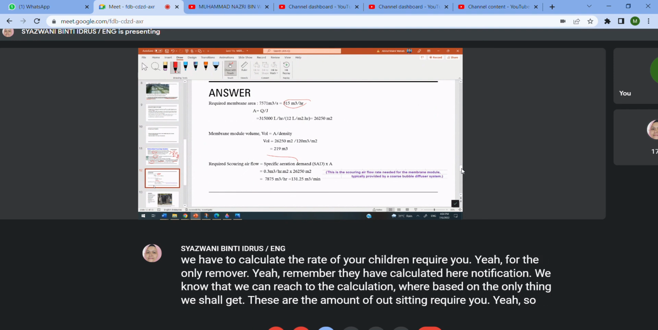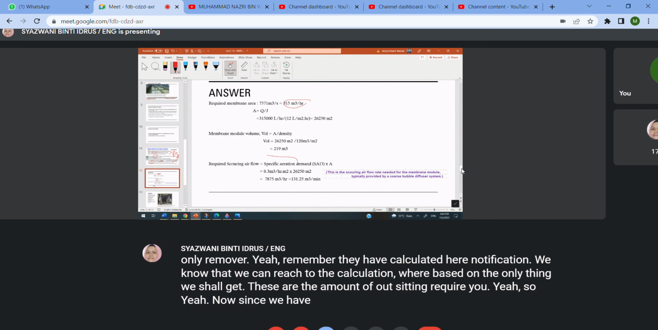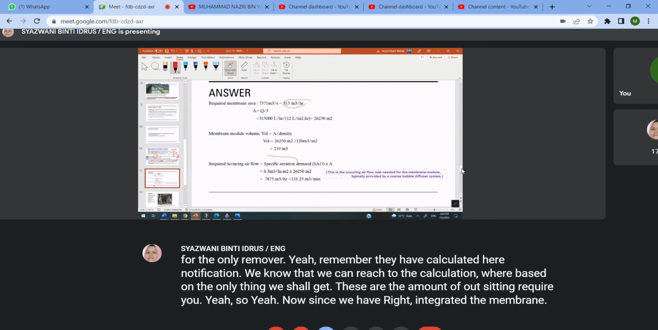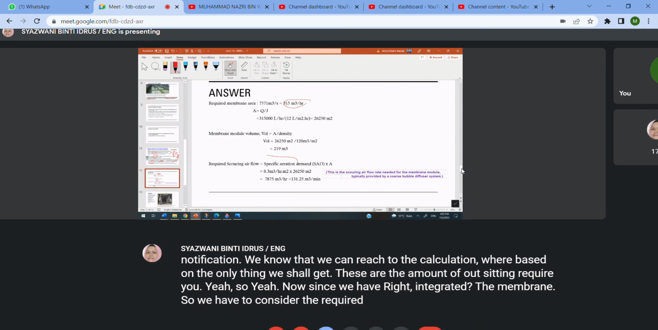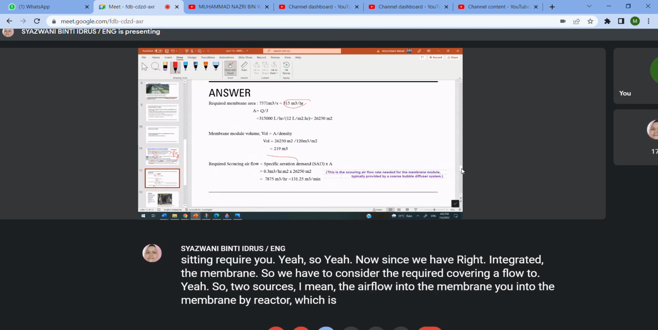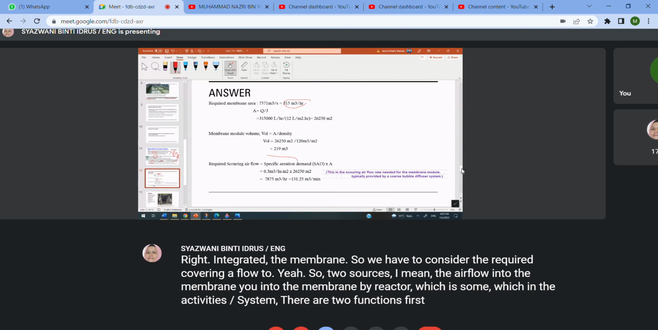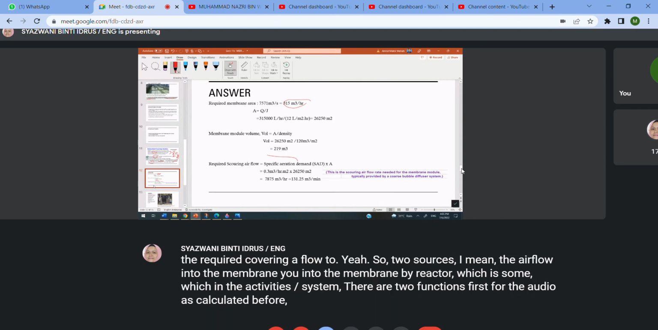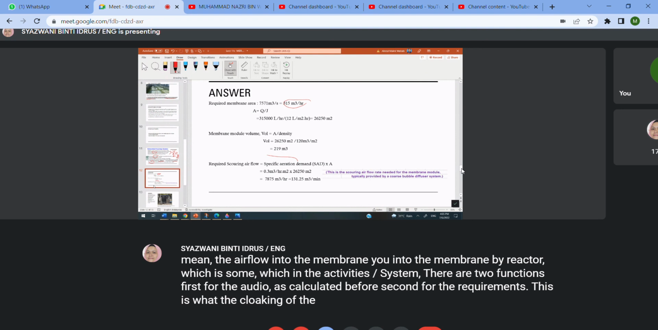Now, since we have integrated the membrane bioreactor, we have to consider the required scouring airflow too. So, two sources. The airflow into the membrane bioreactor, which is submerged in the activated sludge system, has two functions. First, for BOD removal, as calculated before. Second, for the required scouring airflow. This is to avoid the clogging of the pores of the membrane.